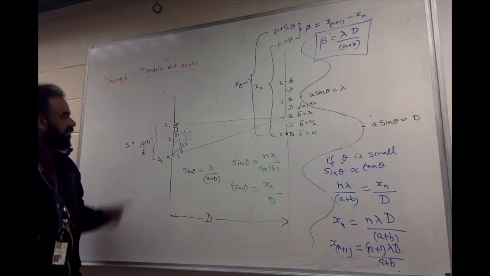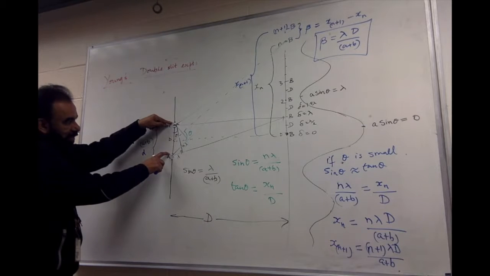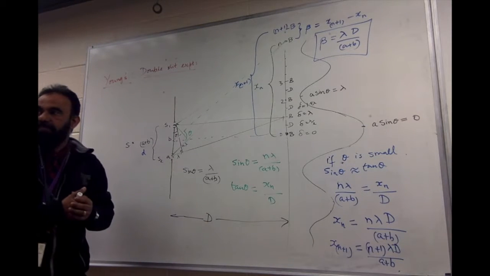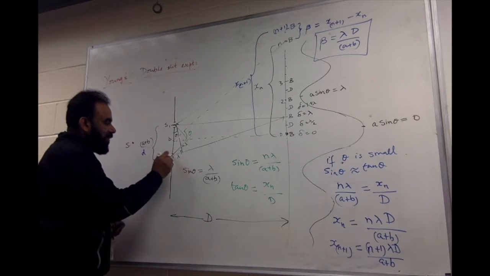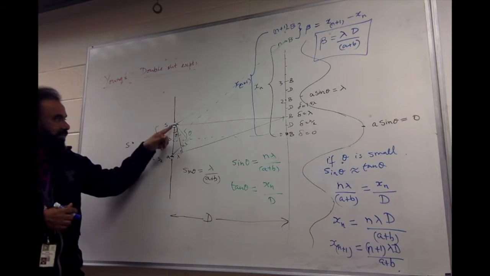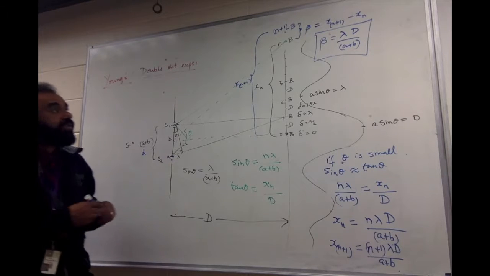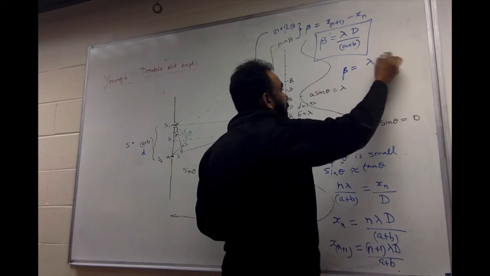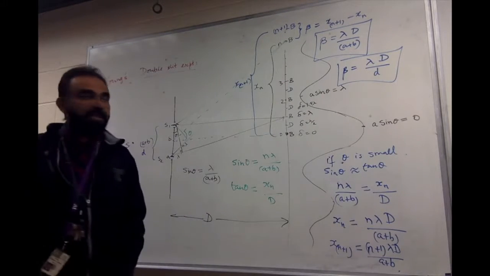Why is a plus b equal to d? A plus b is the same as the center of this to the center of this. From here to here, it is a plus b, right? From the center to the center, it is a plus b. So that is d. So you can also write that as beta is equal to lambda capital D over small d.